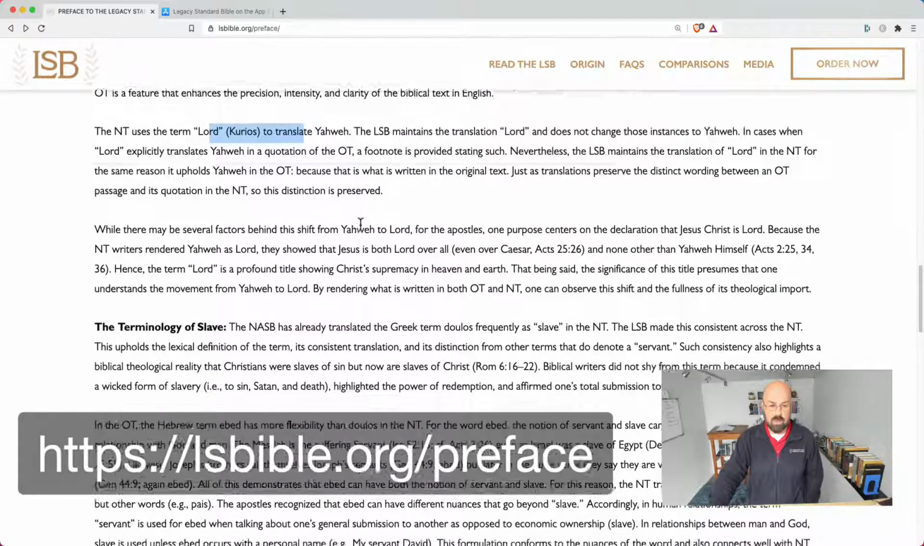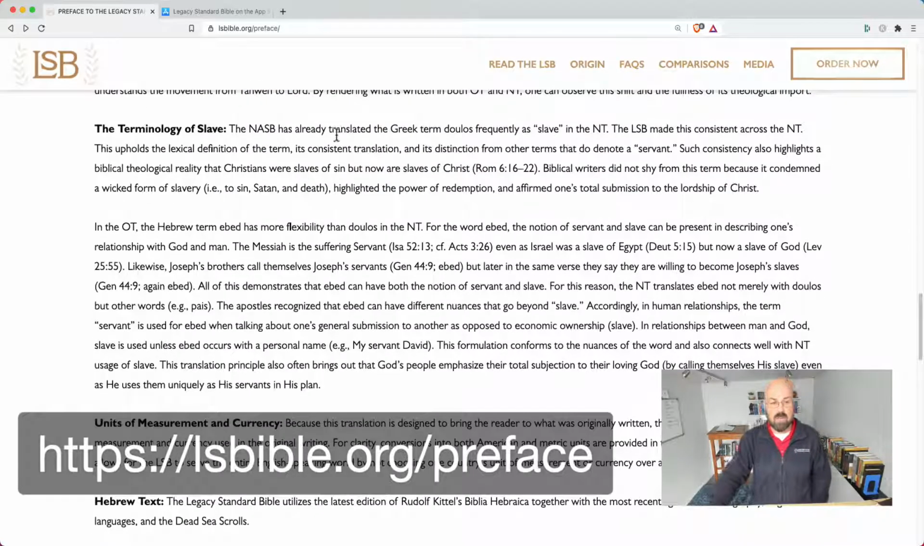And there's a couple of other things as well. Terminology of slave. Again, the Holman Christian Standard Bible was very good and very consistent at translating the Greek word doulos as slave. Here it is here. But again, the Christian Standard Bible did away with that. So it's really interesting that now we have the Legacy Standard Bible bringing this back out as well. We'll see some examples of this, just very briefly, and take a look at it.